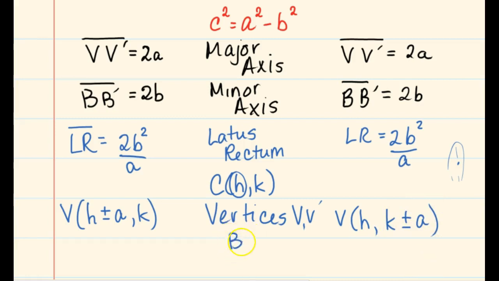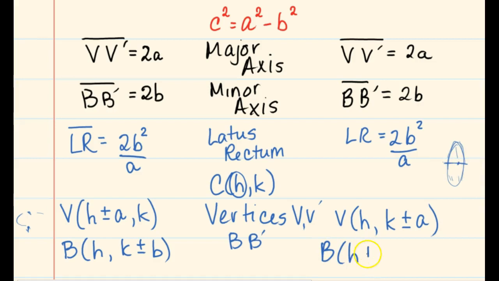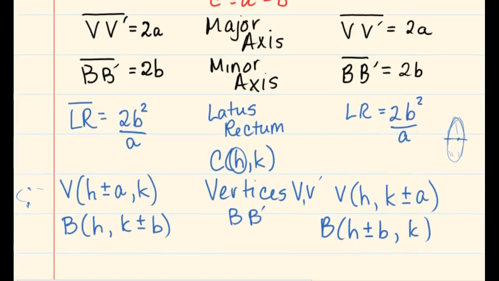If you want to know B and B prime, we do the exact opposite kind of thing. Notice if it's this way, our B's are going to be up and down, so the h stays the same, and to the k we add and subtract little b. For the ellipse going vertically, if you want to find B and B prime, we go left and right. So for those, we take our h, add and subtract b, and keep the same y value as our center.